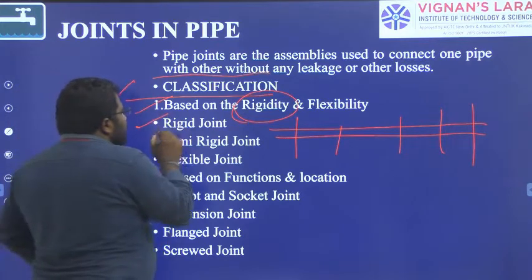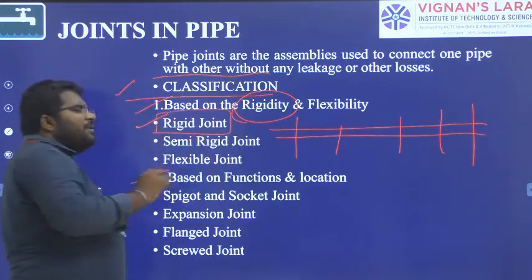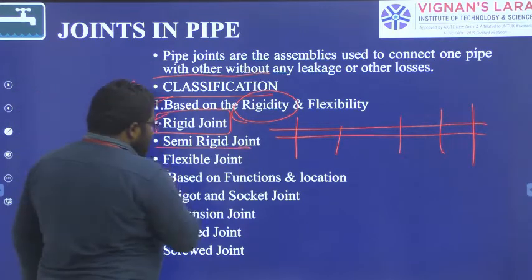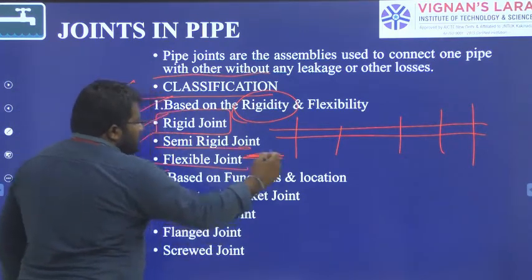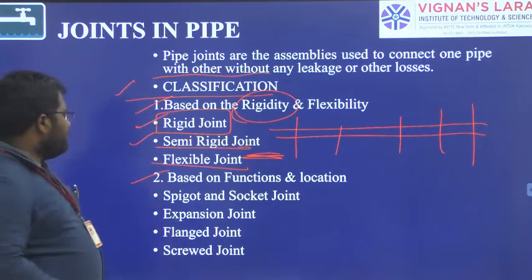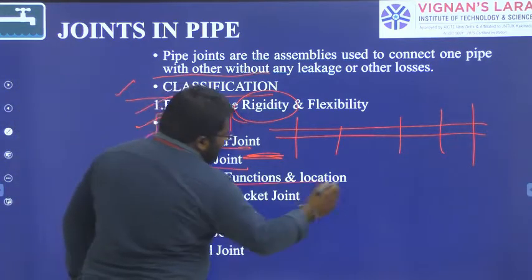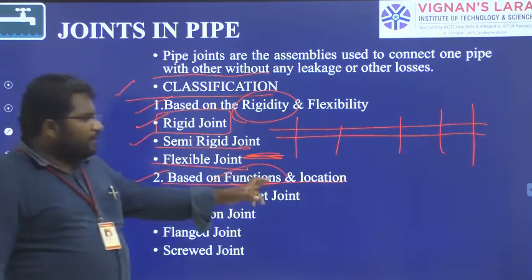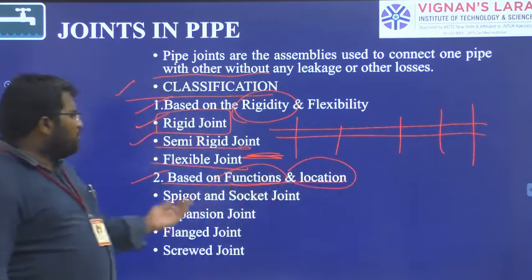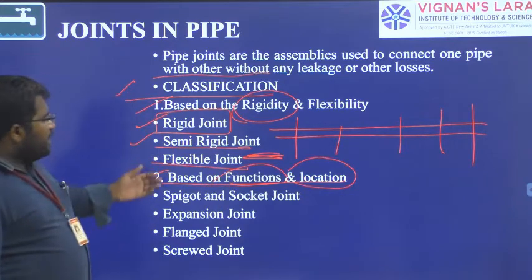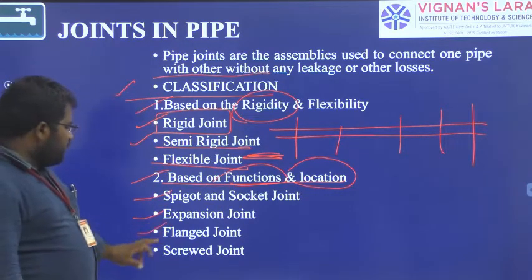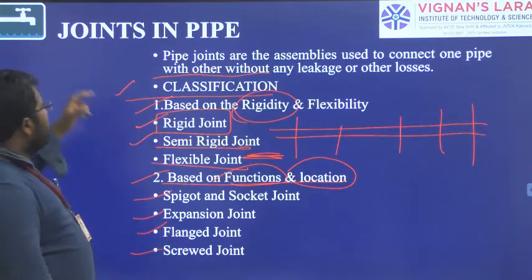Here we have the rigid joint. Rigid joint means it never moves anywhere, but semi-rigid somewhat moves. Flexible means it will have some expansion and contraction, some movement will be there. Then next is the functional location: what function it is going to serve and where it is located. Based on these, joints are spigot and socket joint, expansion joint, flange joint, and screw joint. Let us see one by one.